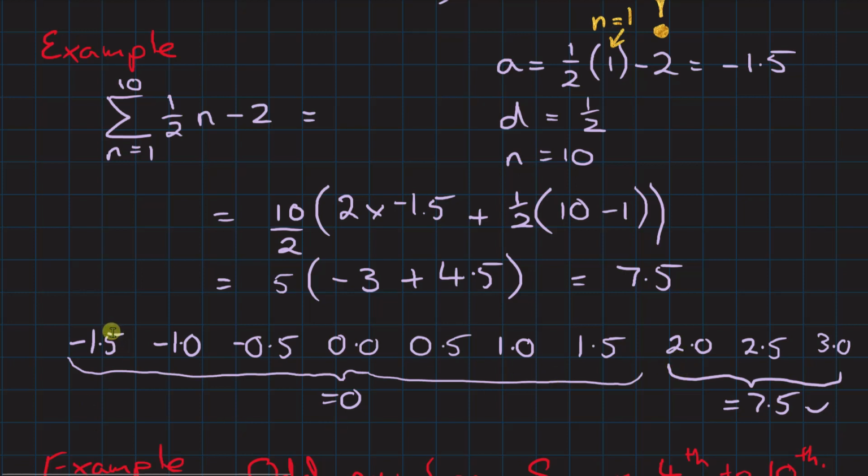So what I did was I started with the first term, minus 1.5, followed the pattern, adding 0.5 each time. Keep going until I get to the 10th term, then balance them out.